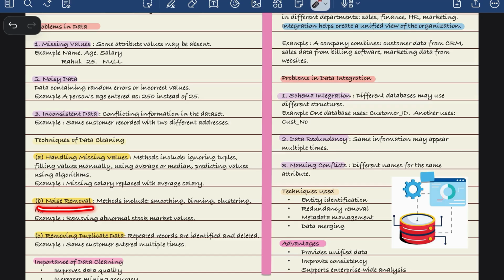Then we can use noise removal methods. In this method, we are using techniques such as smoothing, binning, clustering, and regression to remove all the outliers and such data which does not belong in our data set.